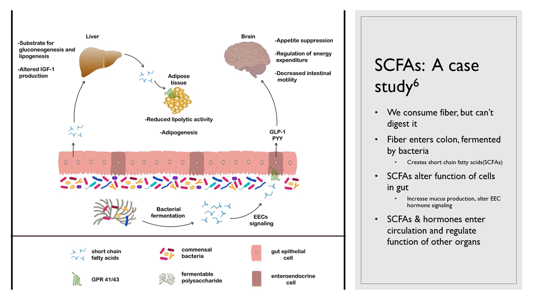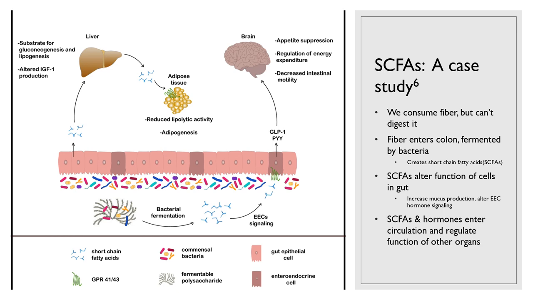So the fiber makes it all the way through our digestive tract, gets into the colon, and is fermented by the bacteria. They create these short-chain fatty acids. There's a whole bunch of them. Primary ones in humans are acetate, propionate, and butyrate. But there are a bunch of other ones as well. These short-chain fatty acids alter the functions of the cells in the gut. It can increase mucus production, so you get a thicker mucus layer, and it can alter enteroendocrine cell hormone signaling.